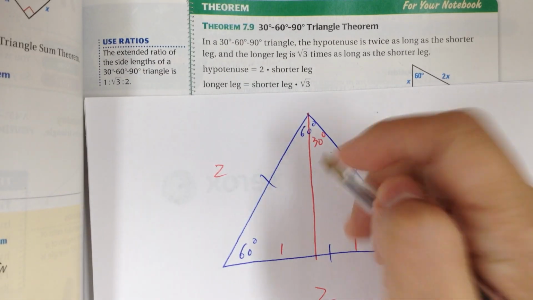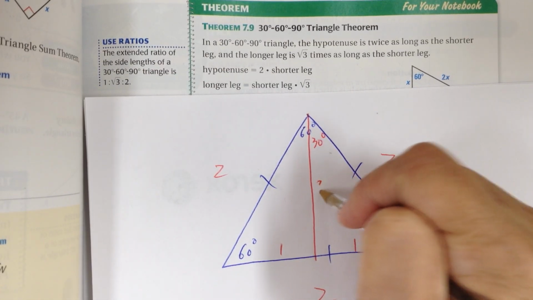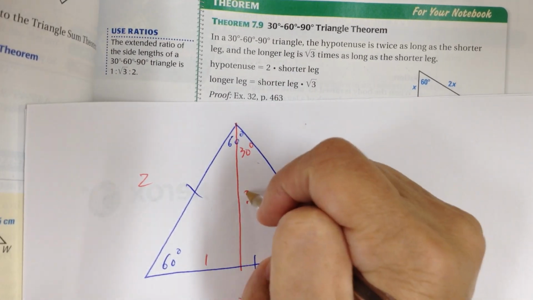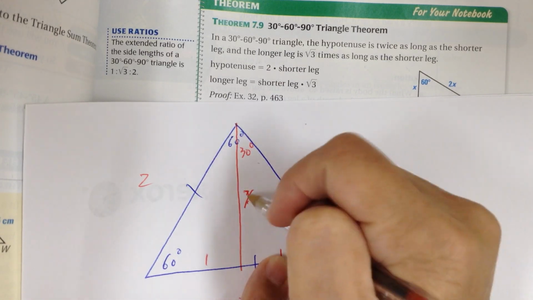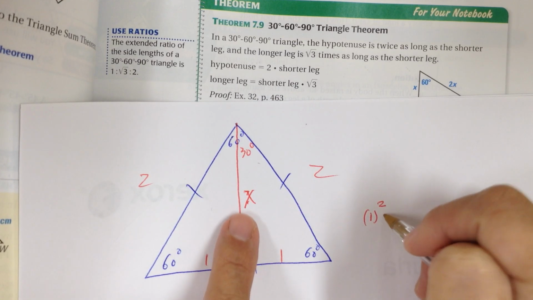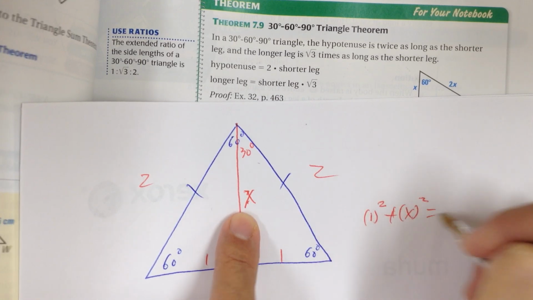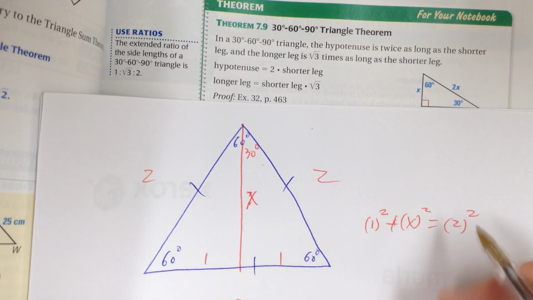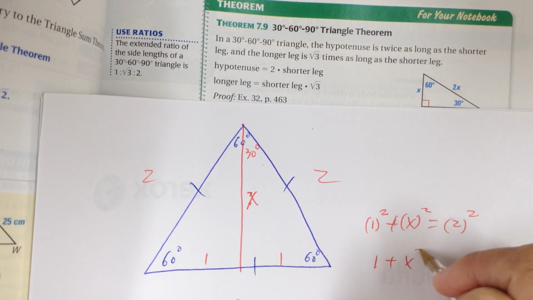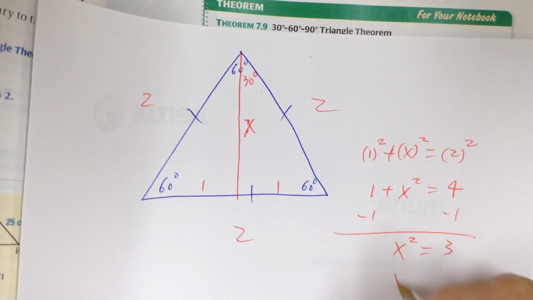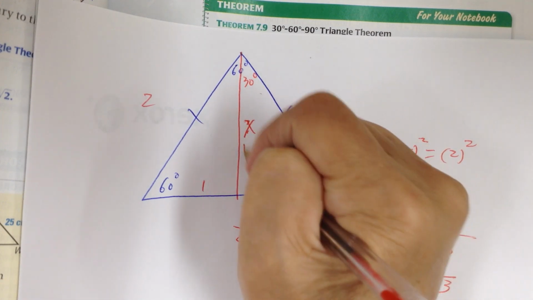So now what would this equal to? Well, let's go and use the Pythagorean theorem. I'm going to call this x. So you're going to get 1 squared plus x squared equal to 2 squared, right? So a squared plus b squared equal to c squared. And you work it out, so you got 1 plus x squared equal to 4, minus 1 on each side, so you got x squared equal to 3. Take the square root, so x equal to square root of 3. So this equals square root of 3.